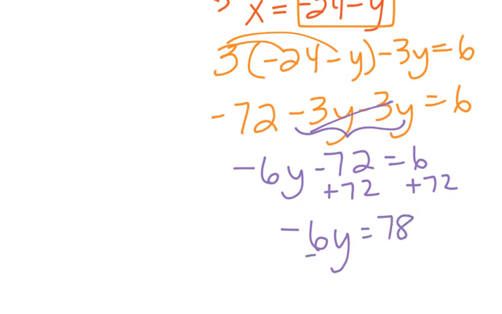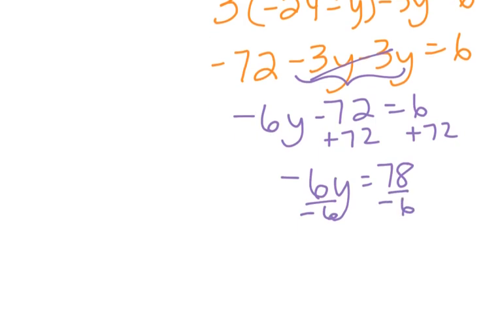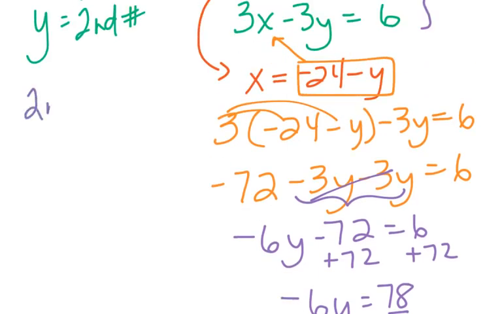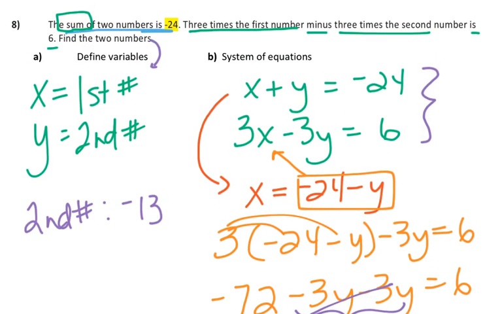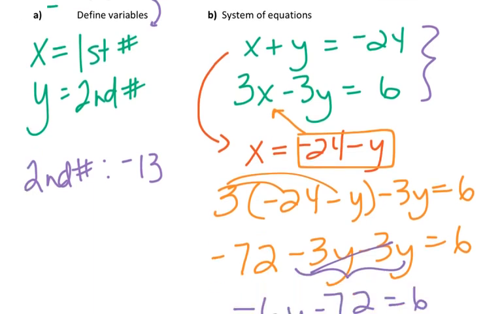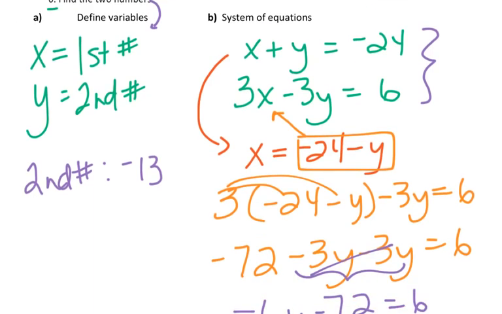And then I'm going to divide both sides by negative 6. So a positive divided by a negative is a negative, and 78 divided by 6 is 13. That means my second number is negative 13. And you might think, well, it can't be negative. Well, it actually can, because if you're adding two numbers and you get negative 24, they're going to have to be negative. So now the question is, what's the first number?